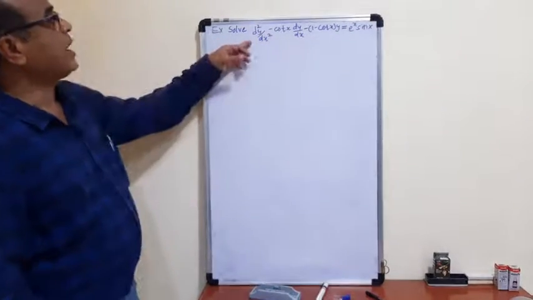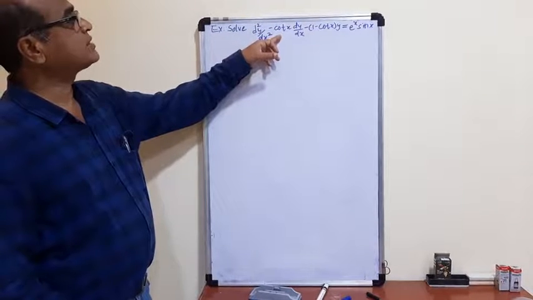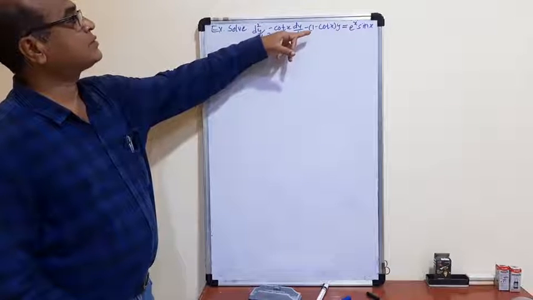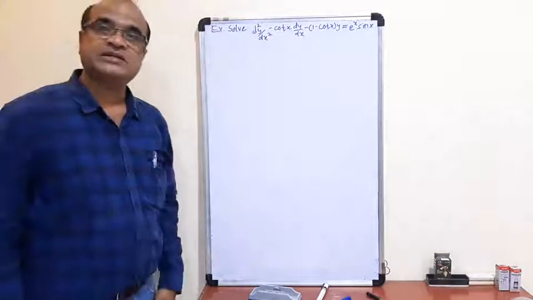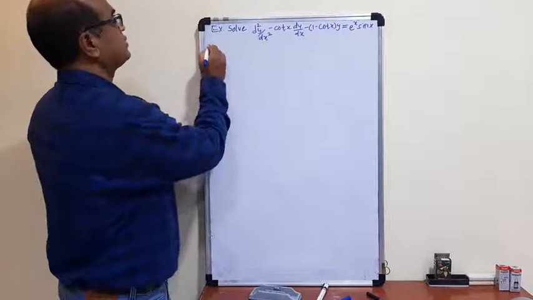Solve d2y by dx square minus cot x dy by dx minus (1 minus cot x) y is equal to e raised to x into sin x. Okay, solve this example. Solution.